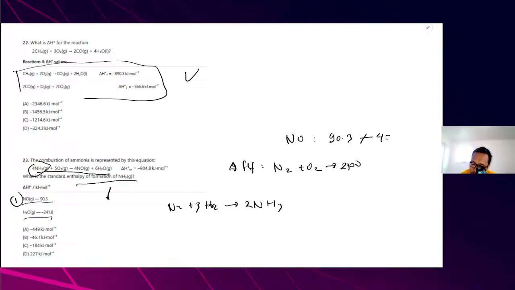So for NO it is 90.3. For 4, it will be 361.2. How about the ΔH for H2O? For H2O2 it will be 2H2O. It will be 2 over here, right? And then this one, it will be minus 24.8, right? Times what over here?